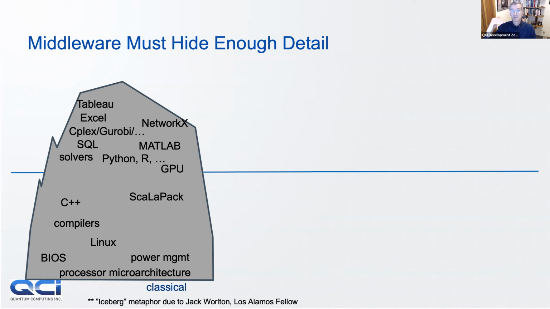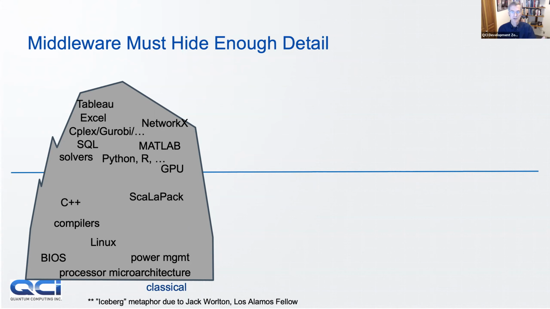Above the waterline is where application developers want to engage and users want to engage. Some of the things in the classical world that are there are programming languages like Python and R and MATLAB and the MATLAB environment. Things like SQL for doing database queries. There are all kinds of solvers. There are CPLEX and Gurobi and other solvers for combinatorial optimization problems, which is something we'll talk about. Another interface is NetworkX, which is used to solve graph problems.